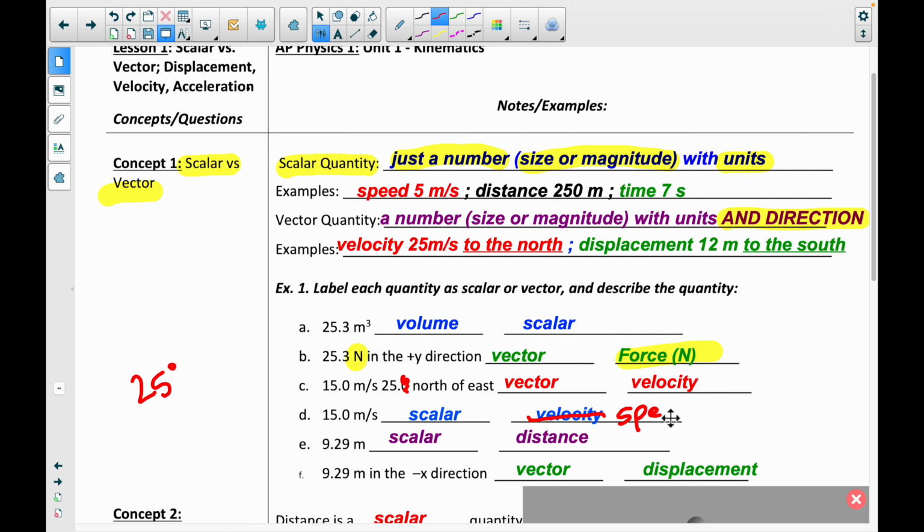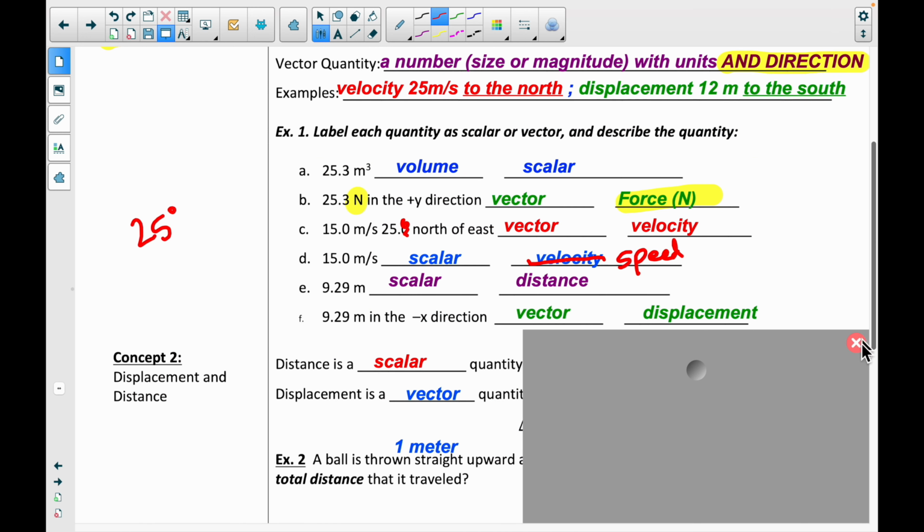A lot of times, the quantity might have a different name if it's a vector than it does if it's a scalar. Sometimes they're the same, but a lot of times they'll be different. So for instance, if it has a direction, it's a vector, and it's called velocity. If it does not have a direction, it's a scalar, and it's just called speed. Similarly with distance. This does not have a direction, so it's a scalar, and it's called distance. This one does have a direction, so it's a vector, and we call it displacement. So sometimes there will be different names depending on whether it is a scalar or a vector.